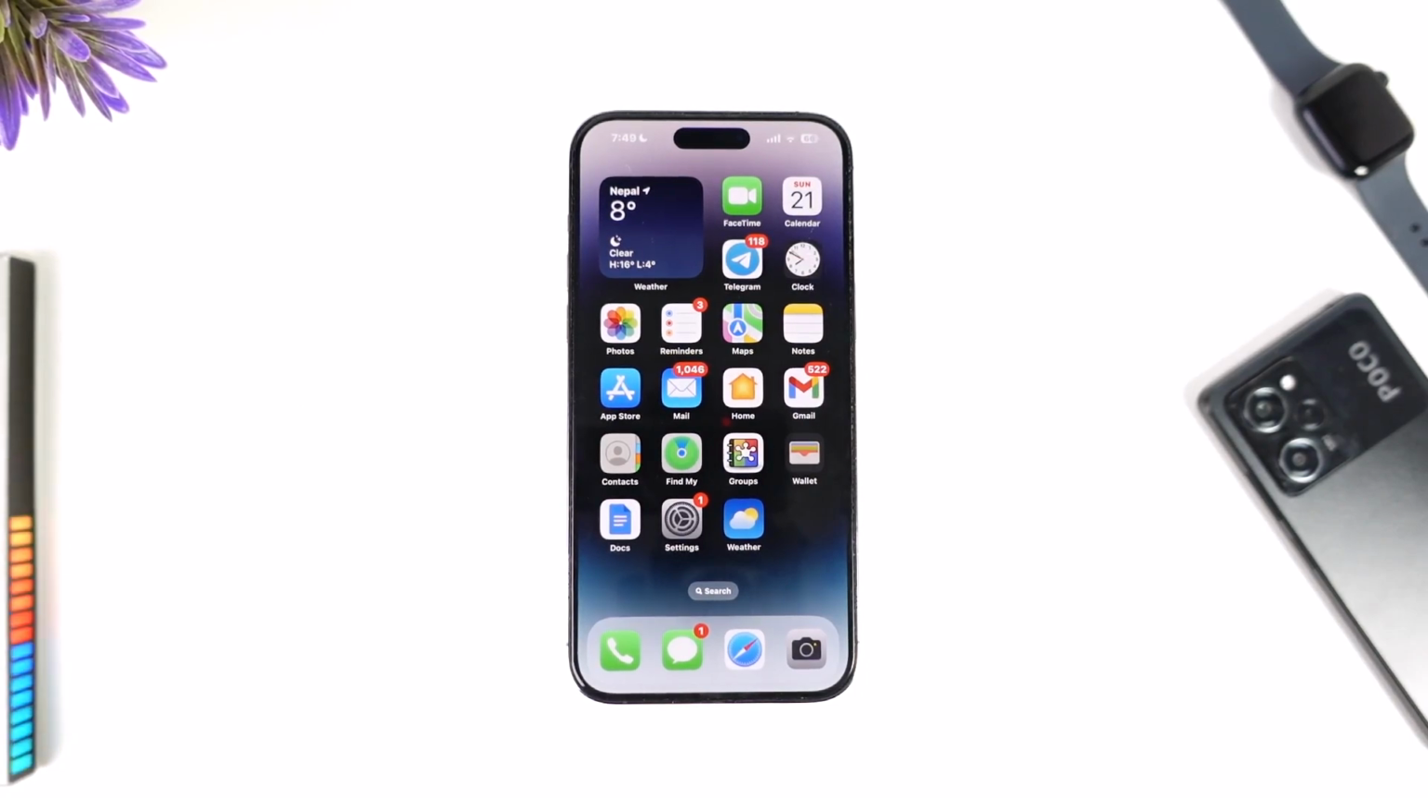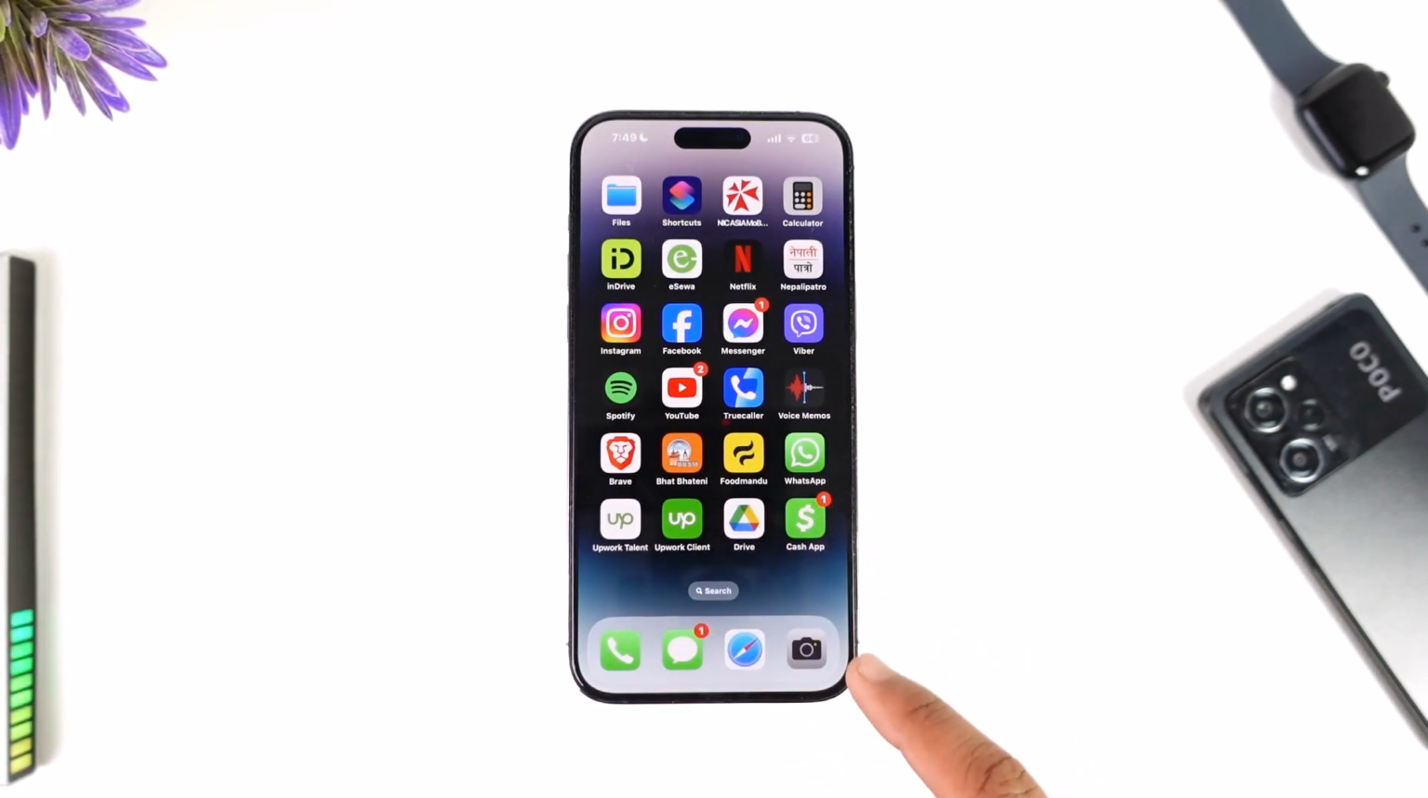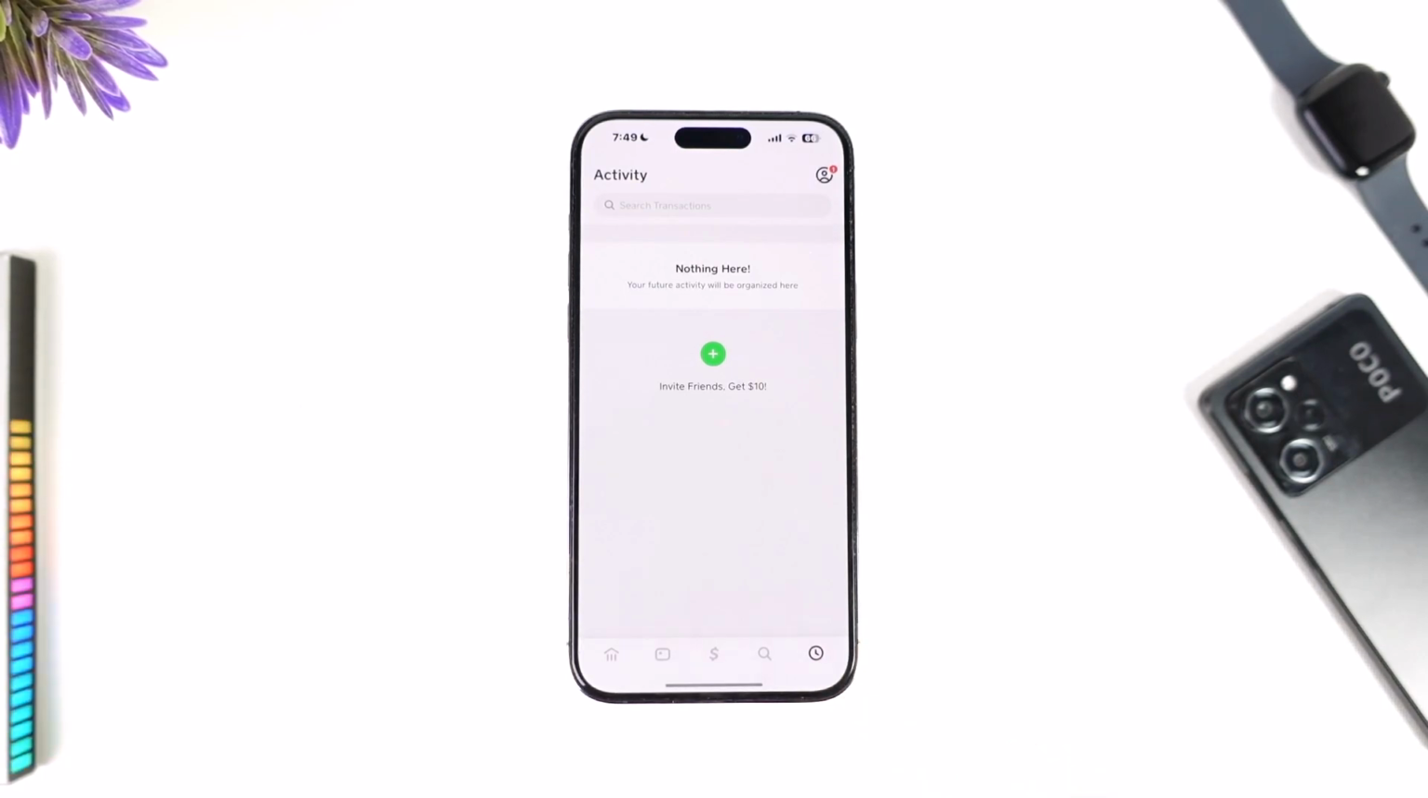Now if you want to clear transaction history on Cash App, let's say you have a certain transaction and you would like to delete that history. Well, unfortunately you can't delete that transaction history, and the reason is actually quite simple.